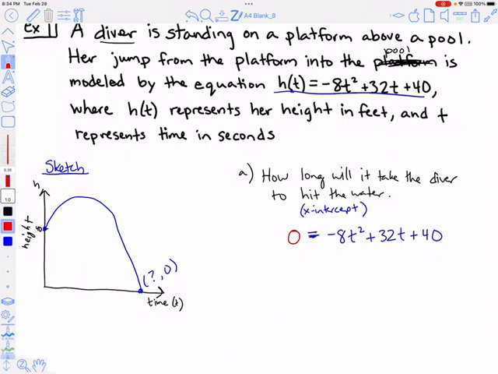I'm going to start by dividing both sides by -8 because I'm seeing that common factor jumping out at me. I'm dividing by -8 so that I don't have that negative in front. That would leave me with t squared minus 4t minus 5. And then I'm going to try to factor. That's how I always want to solve if I can.